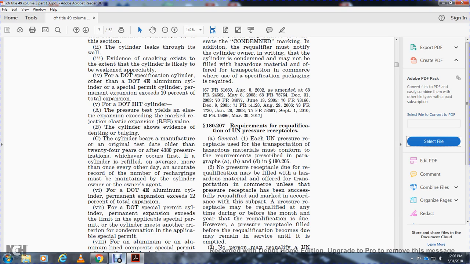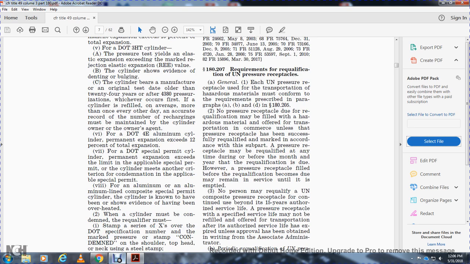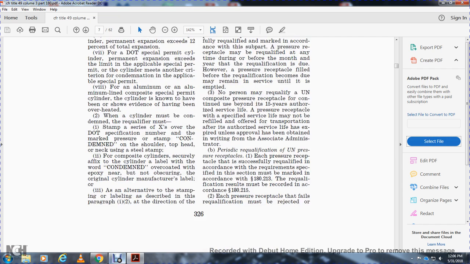A pressure receptacle may be requalified any time during the period before the month and year of the requalification is due. However, the pressure receptacle may be filled before the requalification becomes due, but may remain in service until it is empty. No person may requalify a composite pressure receptacle to continue beyond its 15-year authorized service life. A pressure receptacle may not be refilled and offered for transportation if its authorized service life has expired, unless approval has been obtained in writing from the associate administrator.